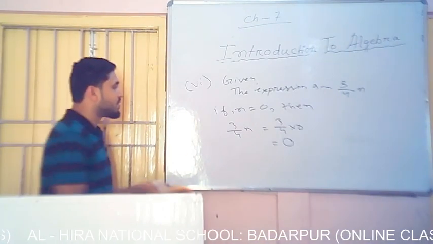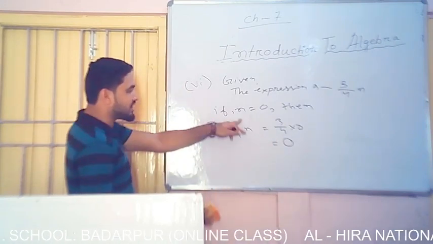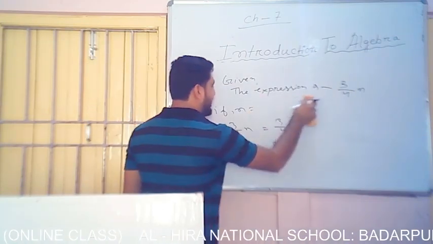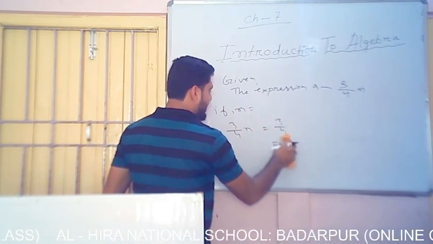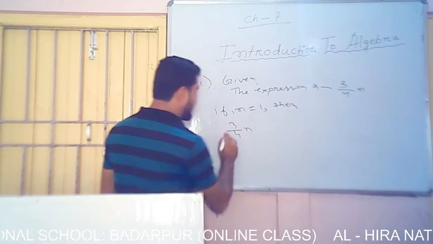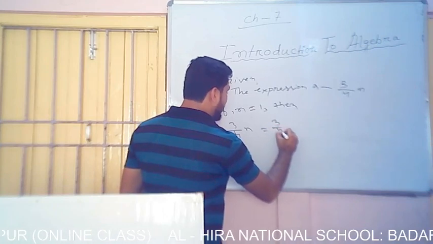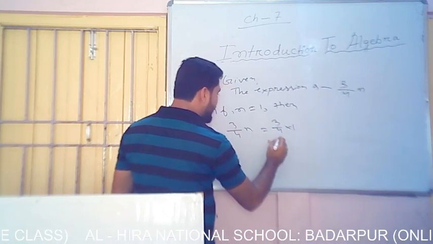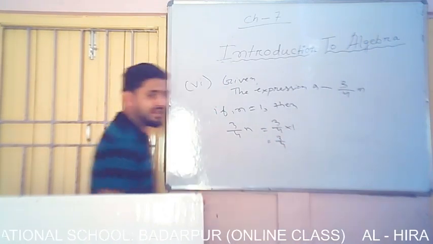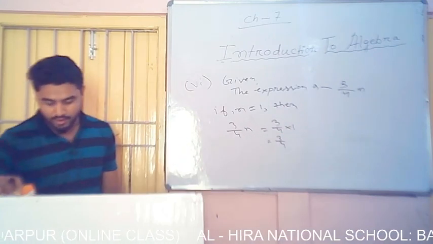Now come, if n equals 1. So after 0, you write again if n equals 1. I am just writing here, but you write fully. If n equals 1, then 3 by 4 n equals 3 by 4 into 1. If you multiply anything by 1, then the same number comes. So 3 1s are 3, 4 1s are 4, then the answer is 3 by 4.